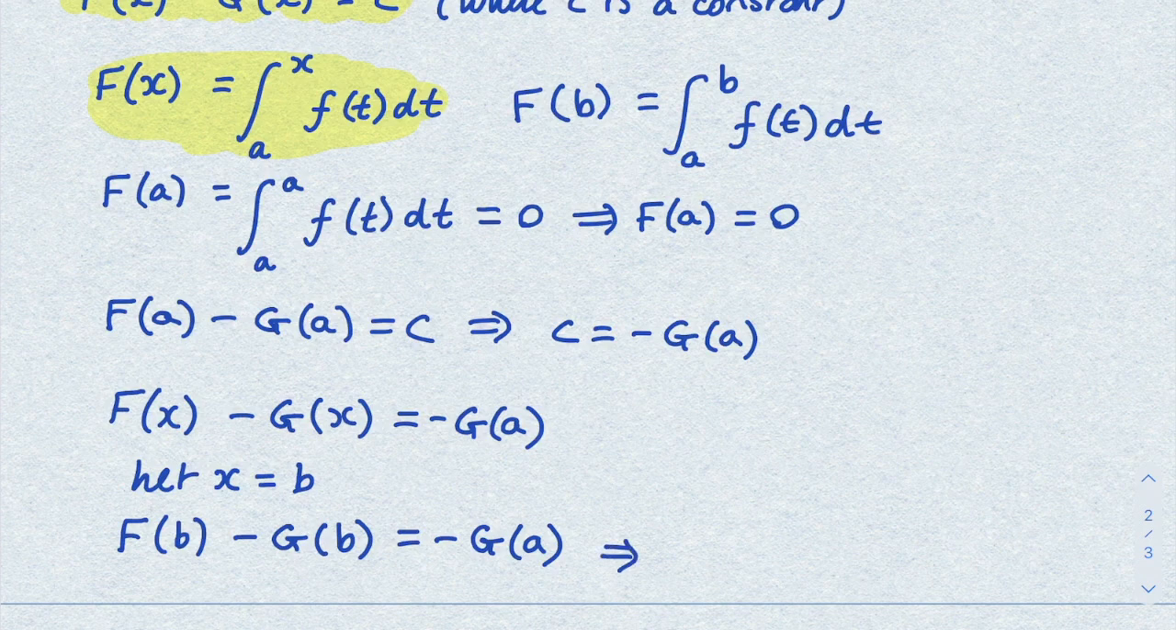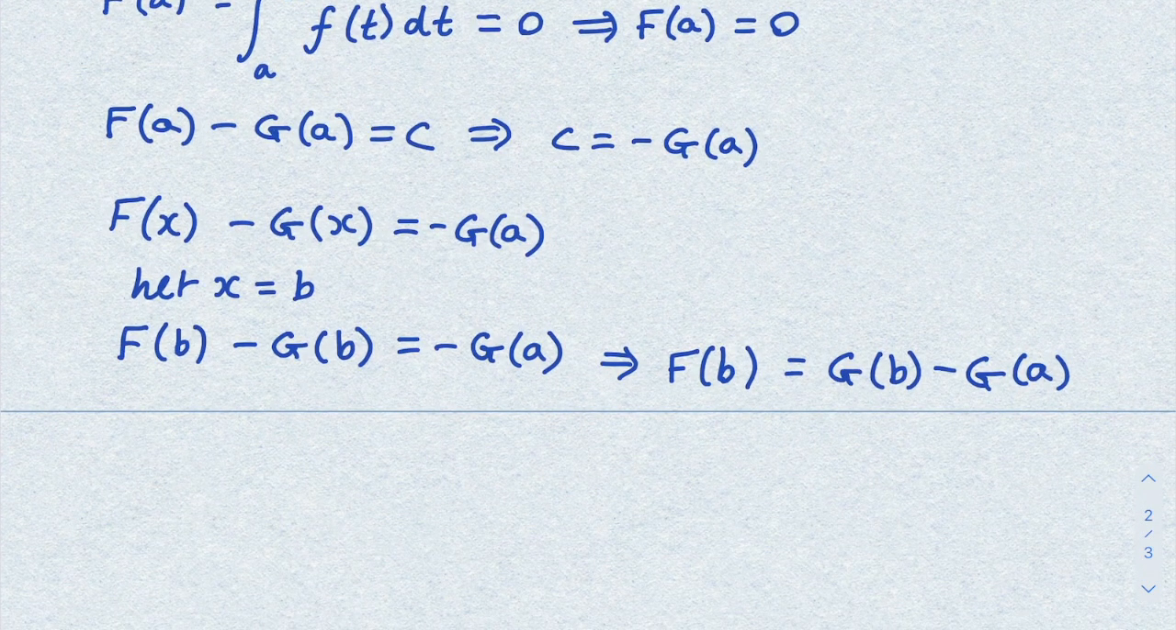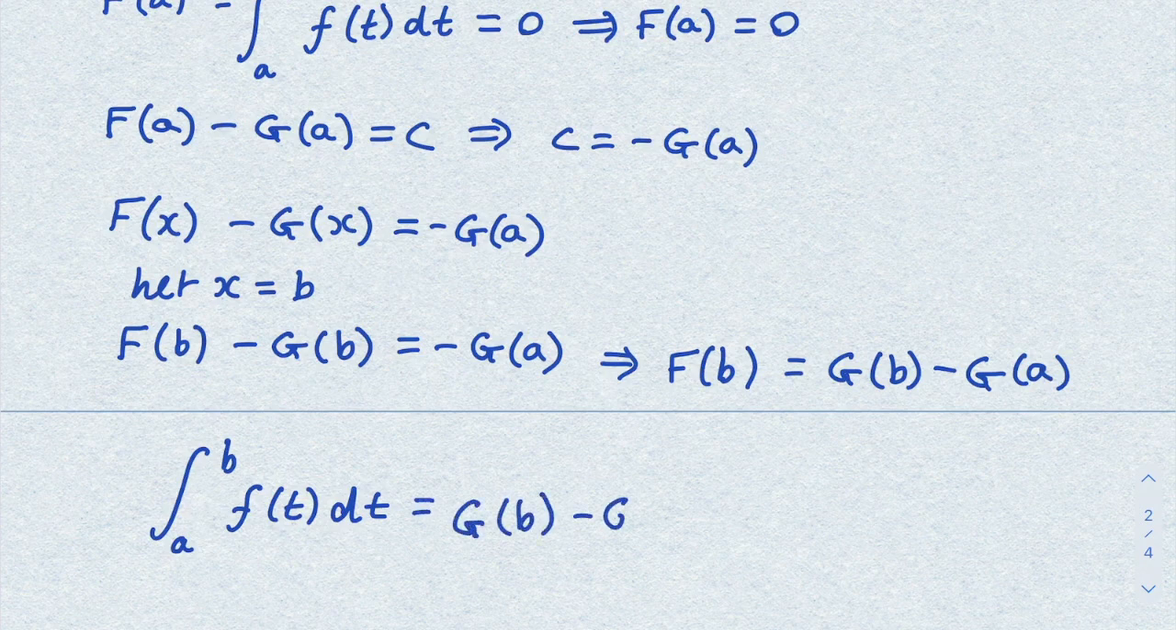Okay, and if we now add g of b to both sides, we get f of b is equal to g of b minus g of a. And f of b is equal to the integral from a to b of lowercase f of t, integrating with respect to t. So therefore, the integral from a to b of lowercase f of t with respect to t is equal to g of b minus g of a. And therefore we have shown the result for the Fundamental Theorem of Calculus Part 2.